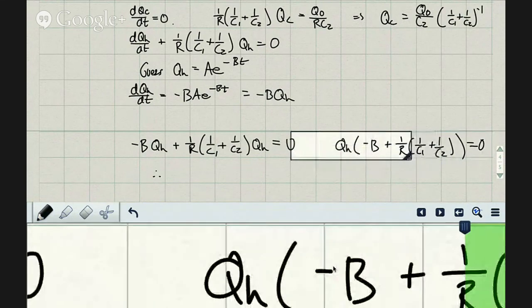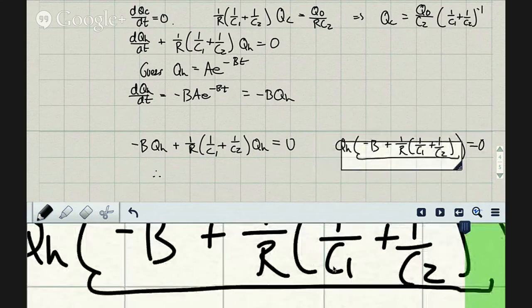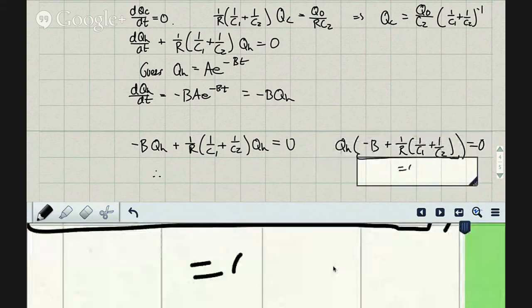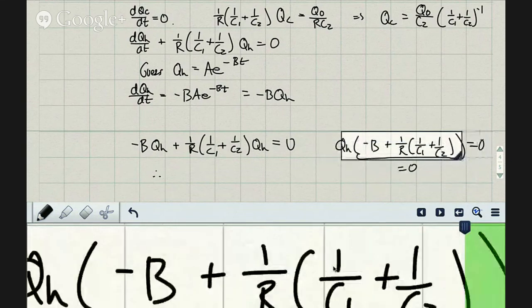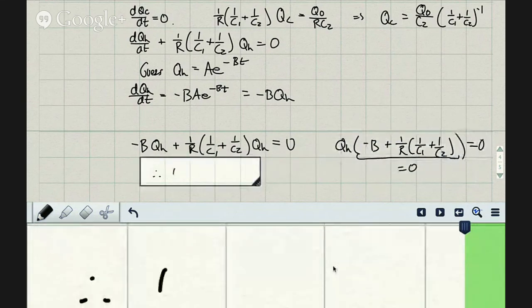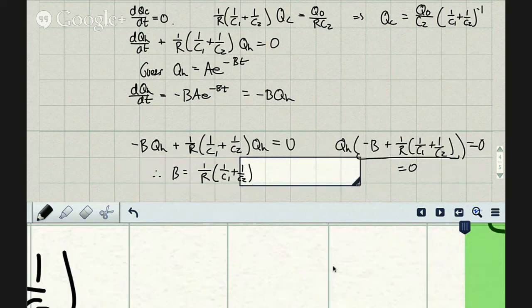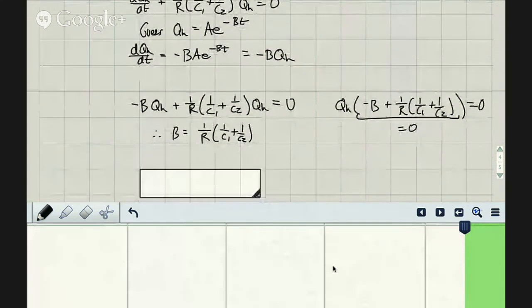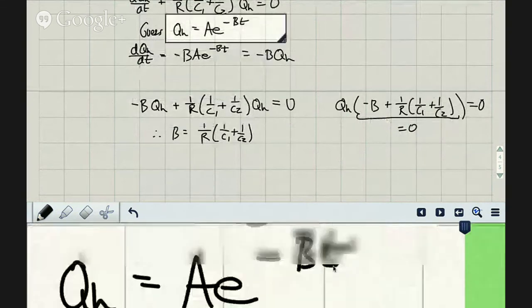This QH can't be 0. So what's in the parentheses must be 0. Okay. And this tells me that B must be equal to what's to the right of it for these to add up to give me 0. So B must be equal to 1 over R plus 1 over C1 plus 1 over C2. Okay. Alrighty. So that's my unknown parameter B in this guess.